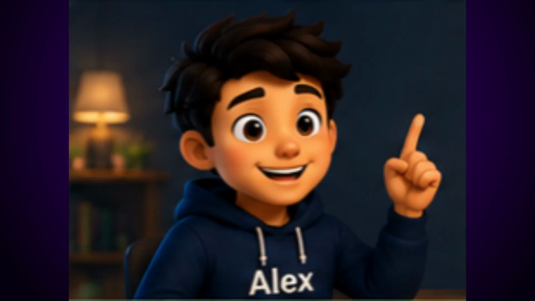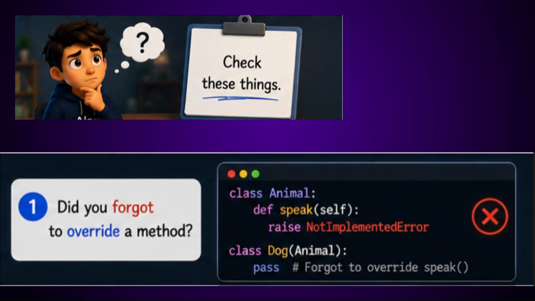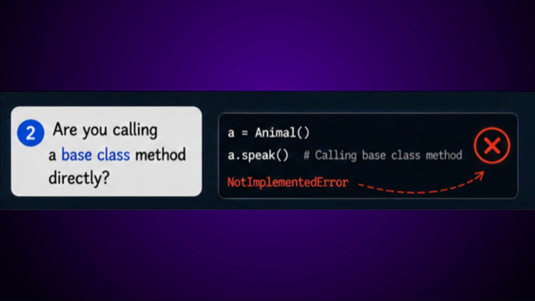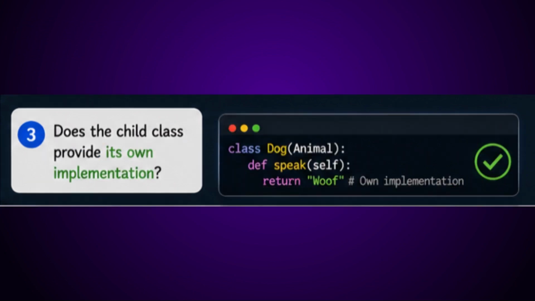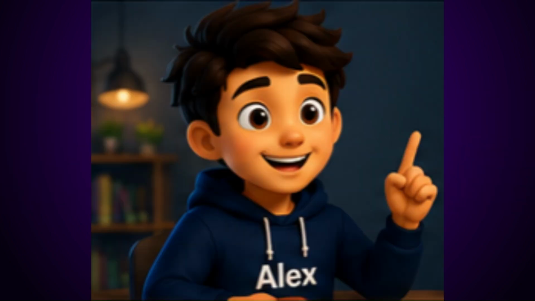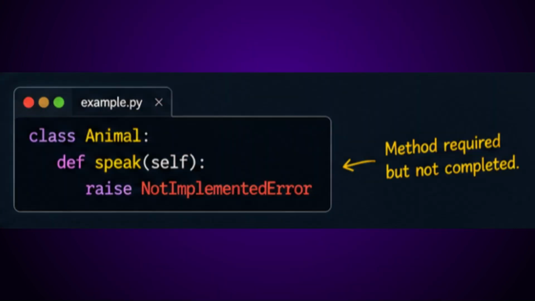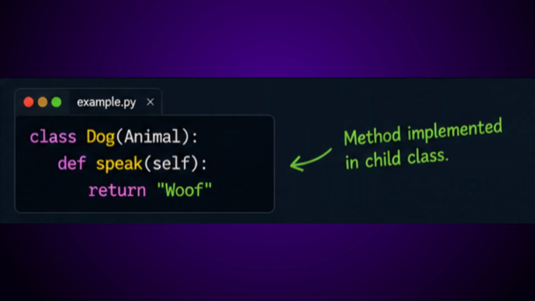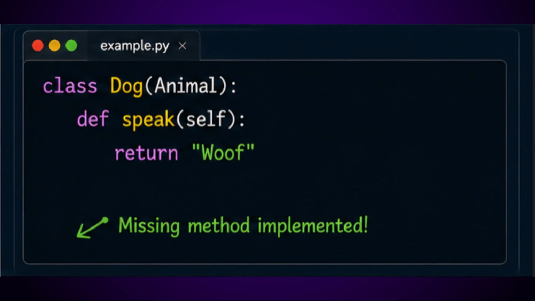Whenever you see NotImplementedError, check these things. Did you forget to override a method? Are you calling a base class method directly? Does the child class provide its own implementation? Most NotImplementedErrors happen because a required method was never completed. Once the method is implemented, the problem disappears.